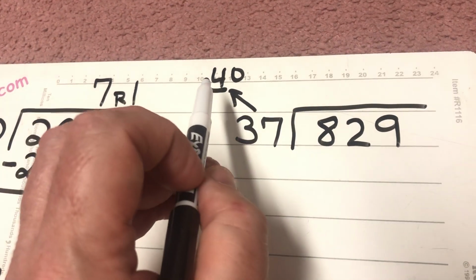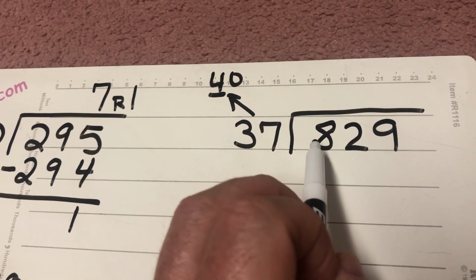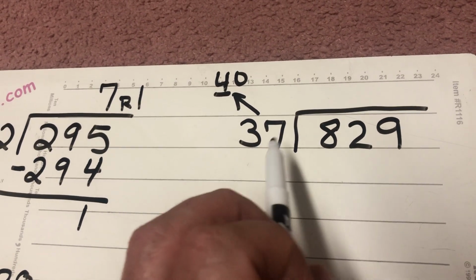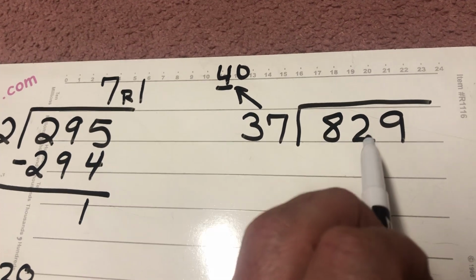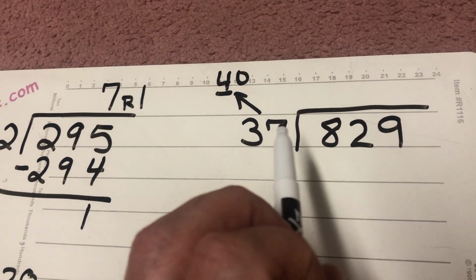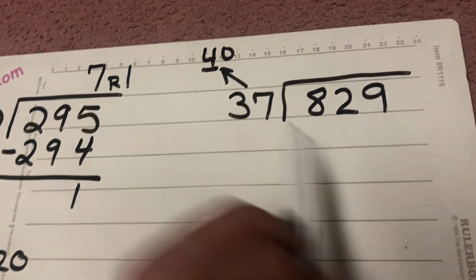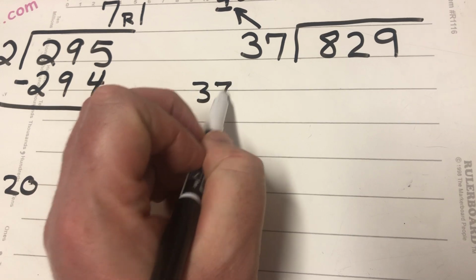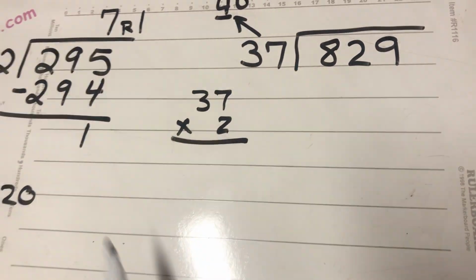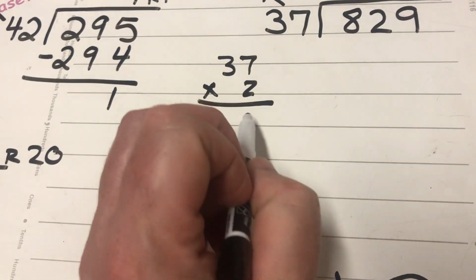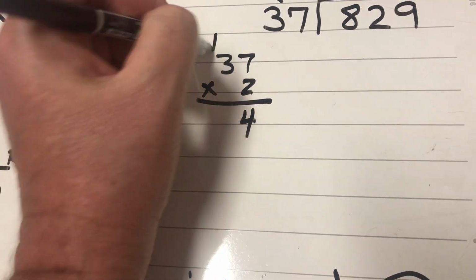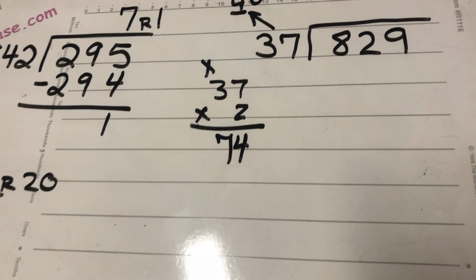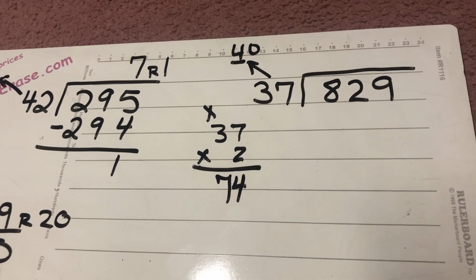I think the number of times that 4 can go into 8 is the same number of times that 37 can go into 82, because I know 37 can't go into 8, but it can go into 82. So I need to figure out how many times 37 can go into 82. Well, 4 can go into 8 twice. So the first thing I want to try is 37 times 2. Well, when I do 37 times 2, 2 times 7 is 14. Put the 4 down, carry the 1. 2 times 3 is 6, plus the 1 is 7. I get 74.